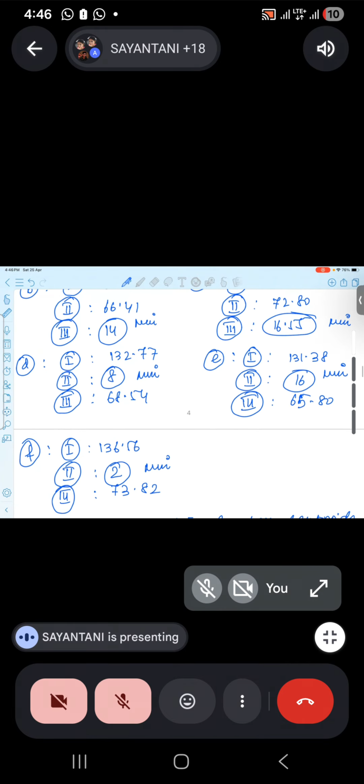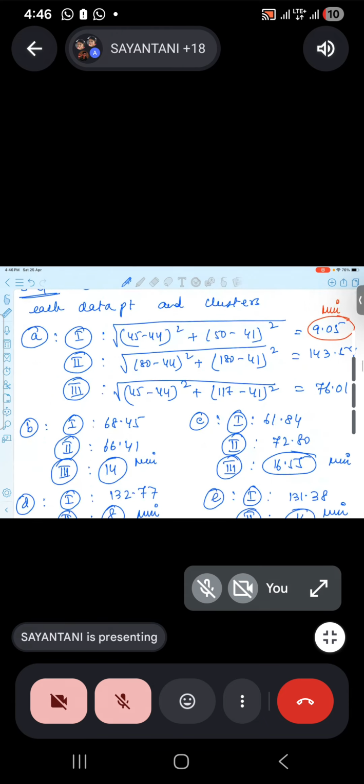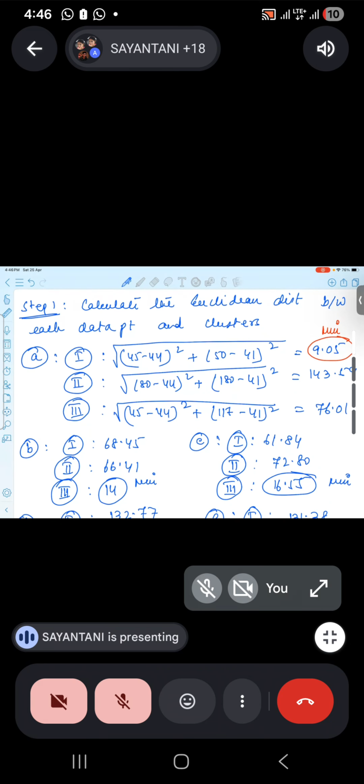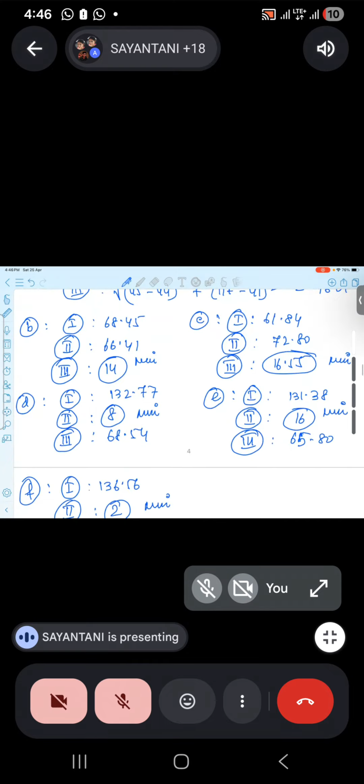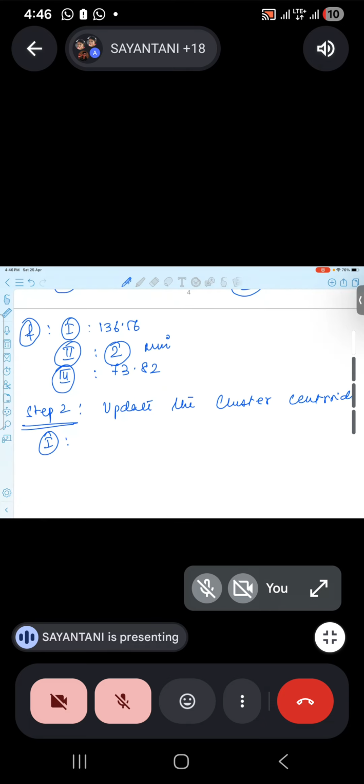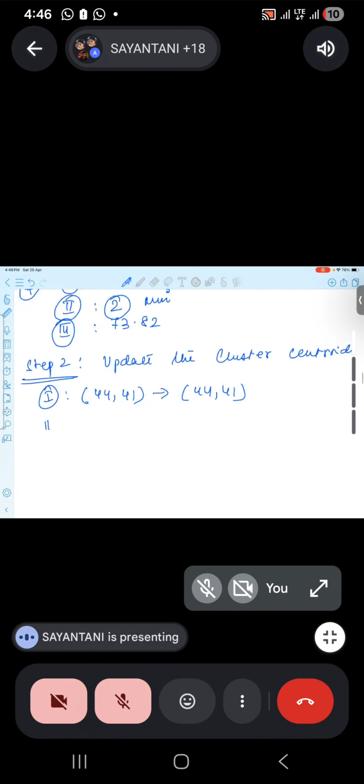For the first cluster centroid, we can see that the minimum distance of 1 has data point A. That is, your data point is 44 and 41. For the other cases, 1 is not the minimum distance, right? So its centroid coordinate was 44 and 41, so the updated coordinate remains 44 and 41. No modification takes place.